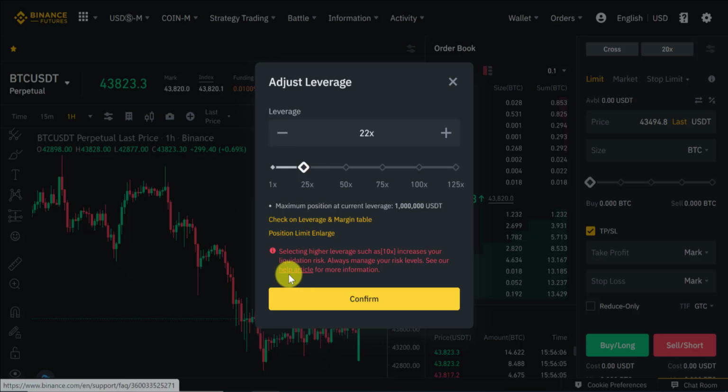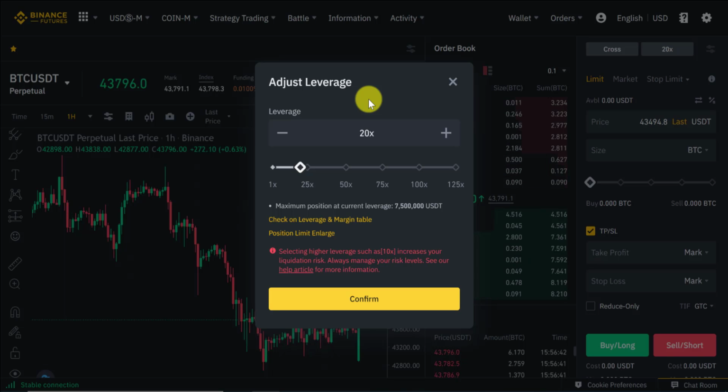As if you're just starting out, selecting higher leverage increases your liquidation risk. Always manage your risk level. See help articles for more information. So I will not advise you, if you're just starting out, to use more than 20x. Sometimes you can use 10x or thereabout, but I may not advise you to do more than 20x as a beginner. So what this one is telling you, if you have a forex background, is just like the way you set your lot size.